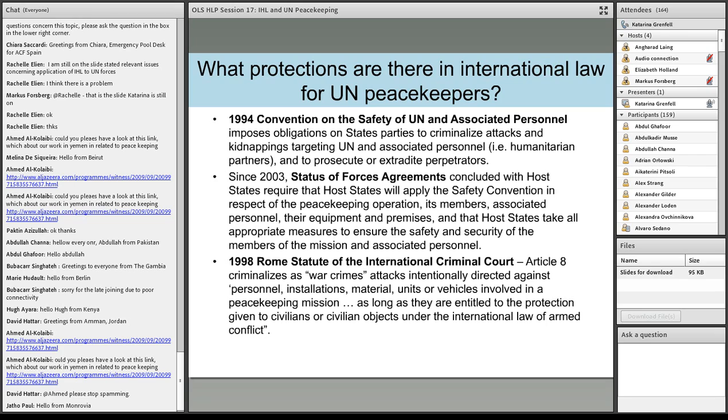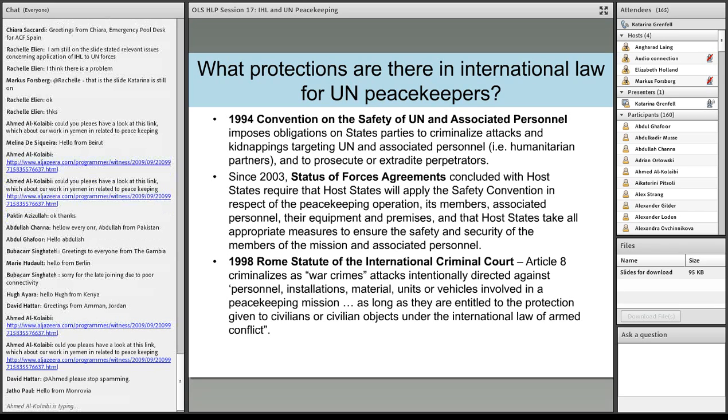The members of the peacekeeping operation are also protected by the Safety Convention if it's applicable in the host state, and usually it's made applicable by the Status of Forces Agreement. The Status of Forces Agreement also puts an obligation on the host state to provide security for the peacekeeping operation. It's a war crime under the Rome Statute to attack peacekeepers in such situations.